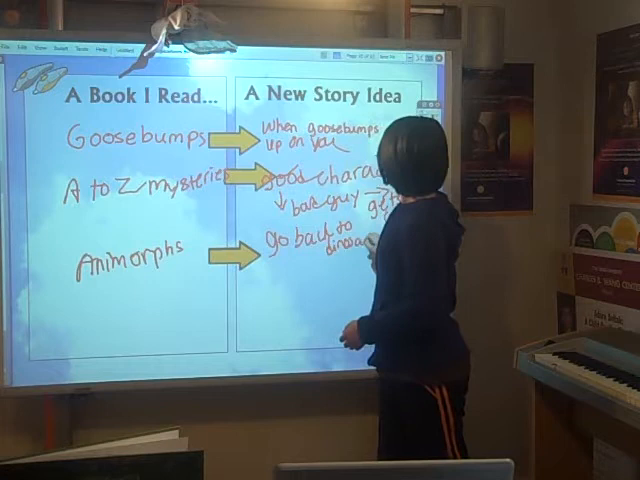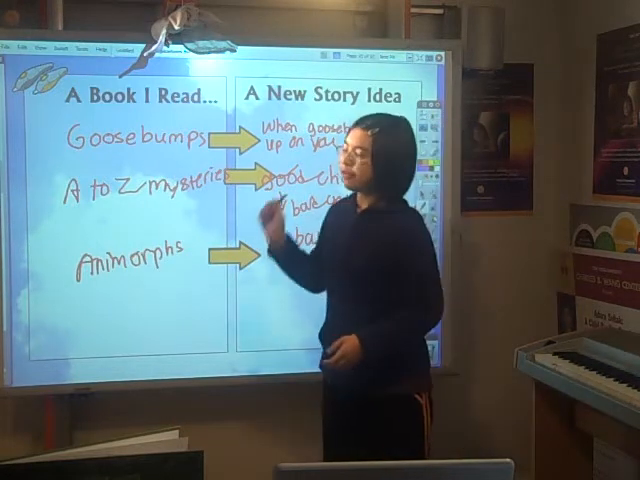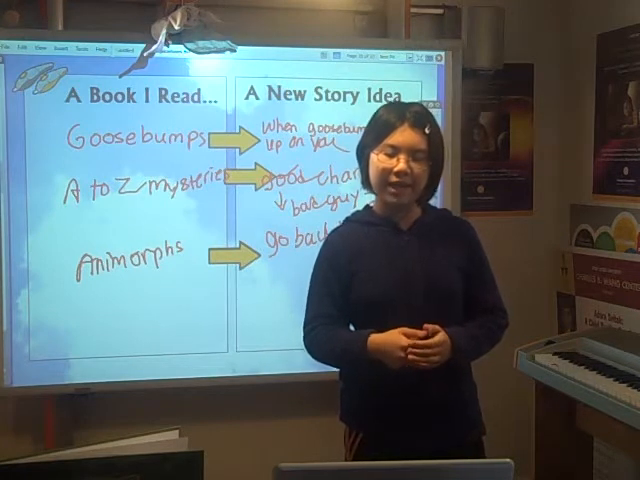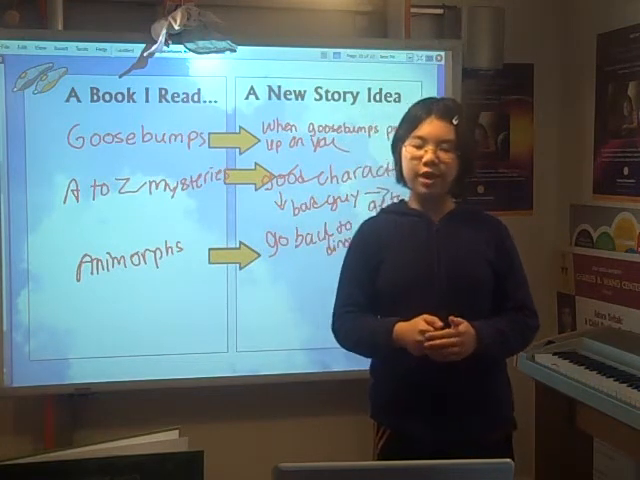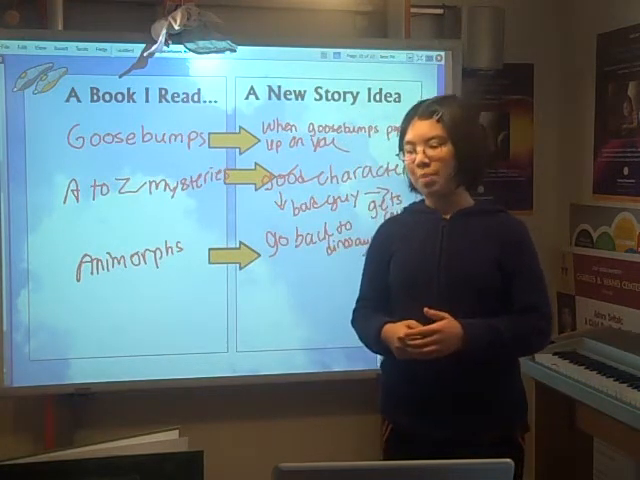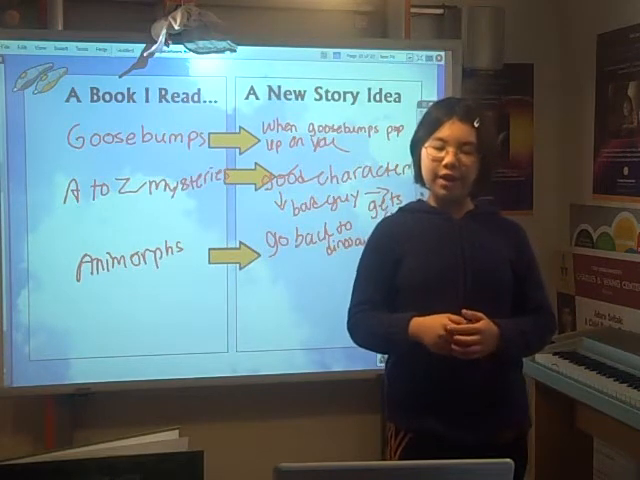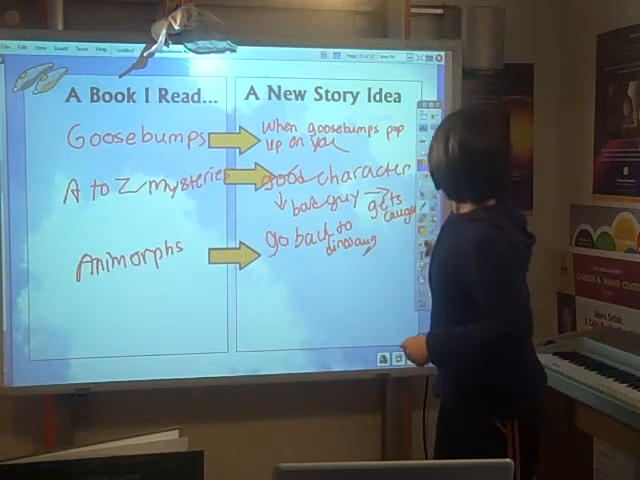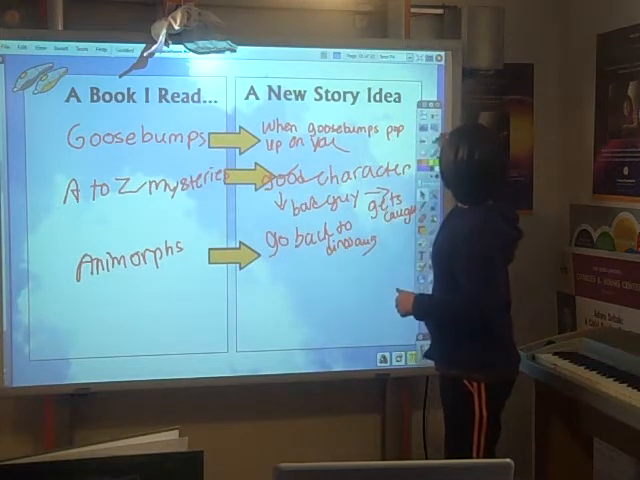Alright, so here are some notes that we wrote down. For Goosebumps, you could maybe write a story about goosebumps popping up all over you. From A to Z Mysteries, we could think of a story where the good character turns into a bad guy and then gets caught. Or the Animorphs, we could have an idea to go back to the time when dinosaurs were alive. So you can get all kinds of good ideas from books.